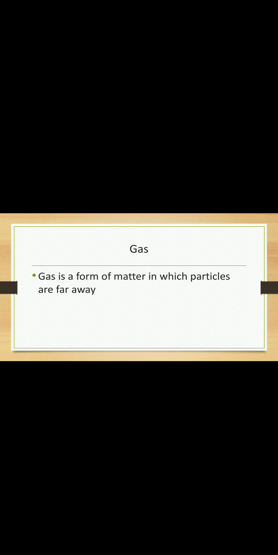Now, the third most important state of matter is the gas. Gas is a form of matter in which the particles are very far apart. They are very far away from each other. You can see on the screen the particles are very far away. There is no such force of attraction as we can see in the solid and the liquid case.